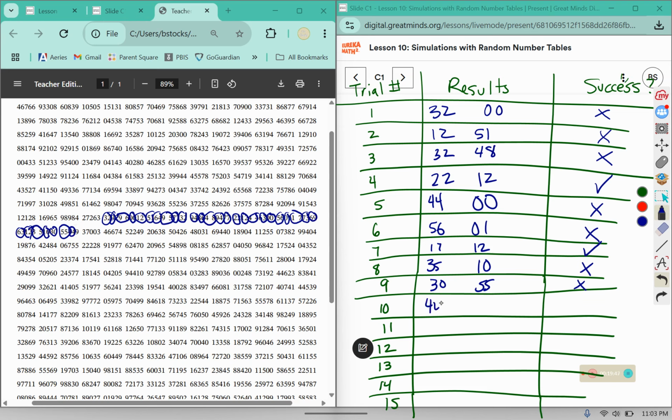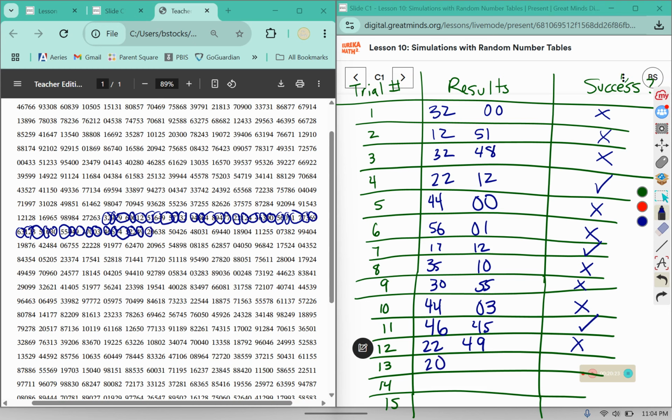44 I can use. 93 I cannot. 70 is too high. 3. The difference between 44 and 3 is bigger than 15. So it's a failure. 46 can be used. 67 is too big. 45 can be used. That's a difference of 1 minute, so that would be considered a success. 22 and 49 can be used, but that difference is more than 15, so that's a failure.